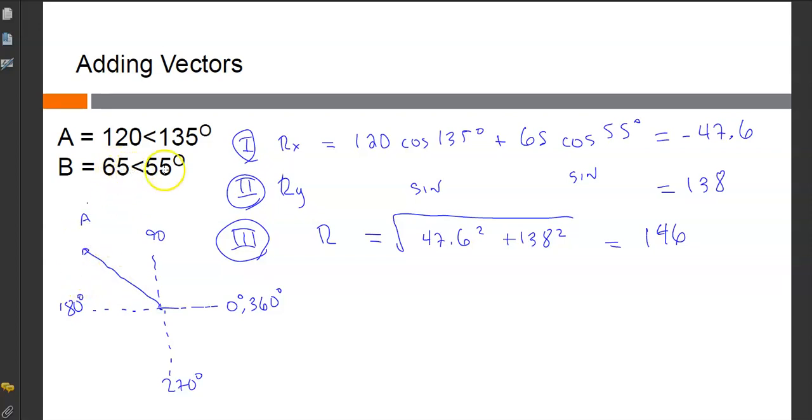Vector B is 65 at 55. So I kind of start over here, and I say, well, 0 is always horizontal to the right. There's my 0 angle line, just like this was, and I got to kind of restart, and I got to measure up from that 55 degrees, which puts me up here somewhere like that. And so vector B is going that way.